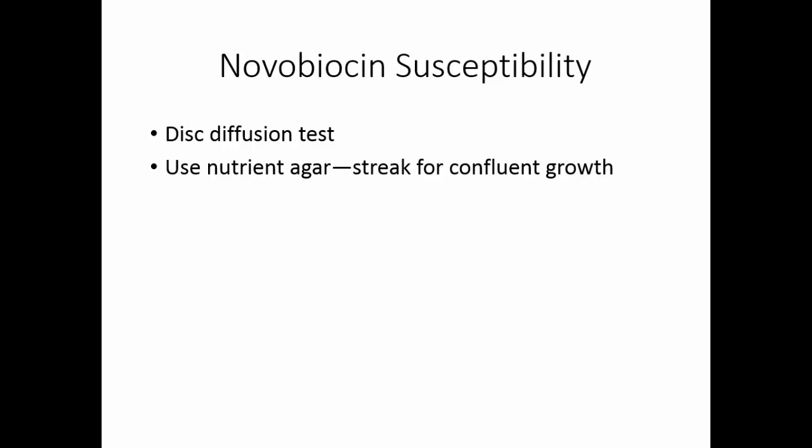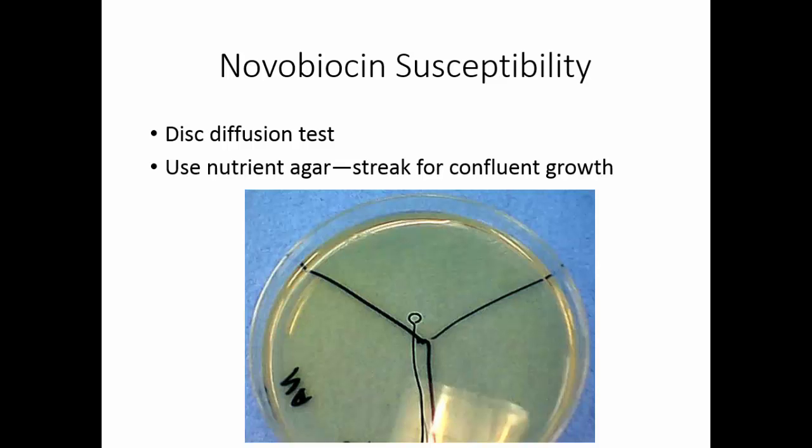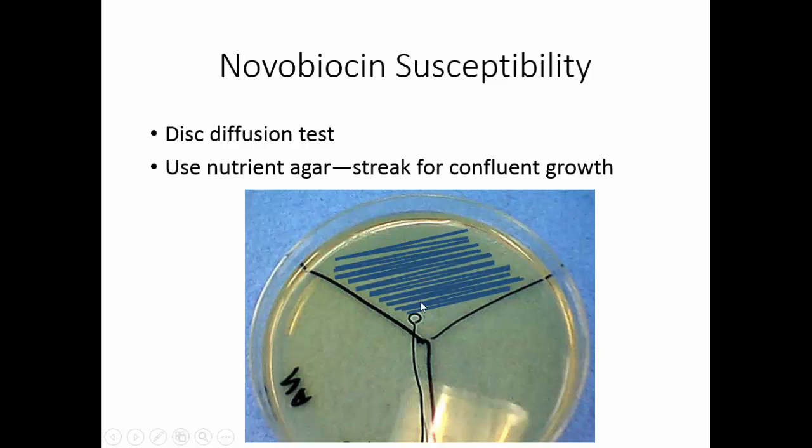The Novobiocin susceptibility test is a disc diffusion test. You are going to use nutrient agar, and this time you're going to streak the agar for confluent growth. Since you're going to be testing 3 organisms, you will use the pen and divide the plate on the back into thirds. And then with the test organism, you will streak each quadrant for confluent growth. You don't want any isolated colonies. You streak as close together as you can because you want what's called a lawn of organism.